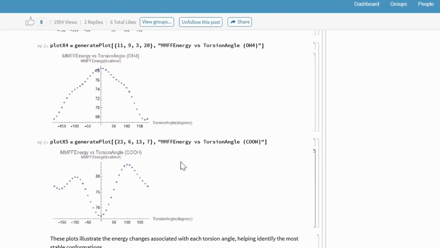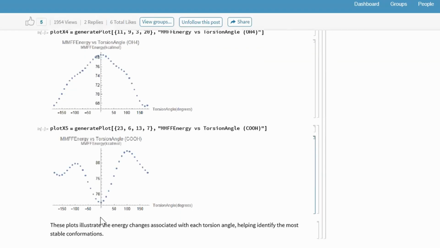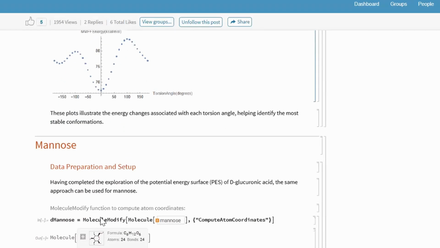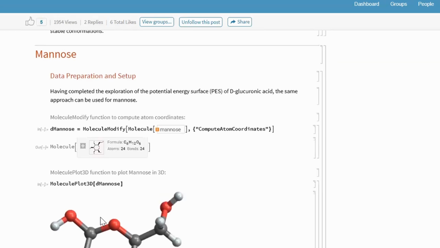And then this is the carboxyl group. We do that for that as well. And over here you would see a unique variant, and it's pretty clear that this is the point of the lowest energy, the minima basically. This is the whole methodology of analyzing one particular molecule, and we apply this to all the other molecules in the glucuronic acid capsule, that's mannose and xylose. So these are the other two compounds.